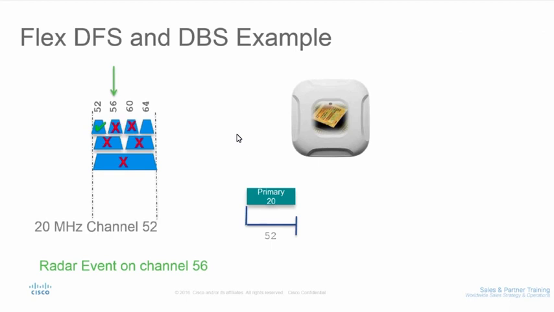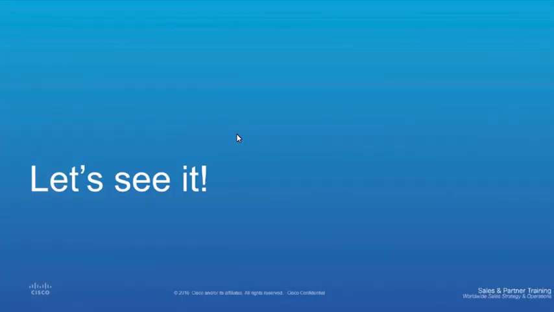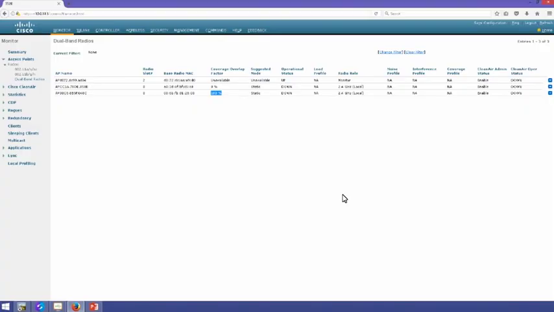So the great thing is that Flex DFS is enabled by default on all Clean Air enabled chips because we have the ability to see it. So you're good there. The only thing we have to show you today is how to turn on DBS. So what we're going to do is step right into that and show you guys where to do that. So the first thing I'm going to do is show you on the home screen.